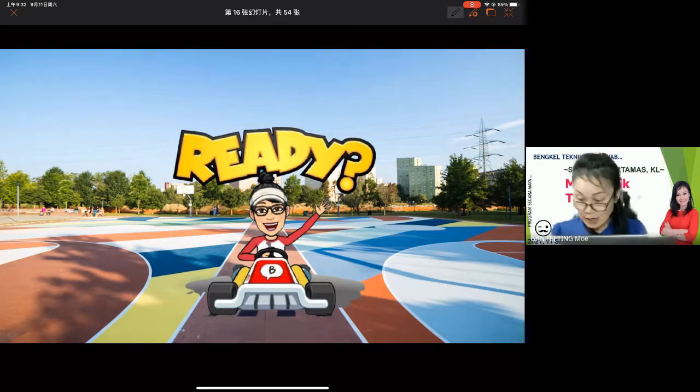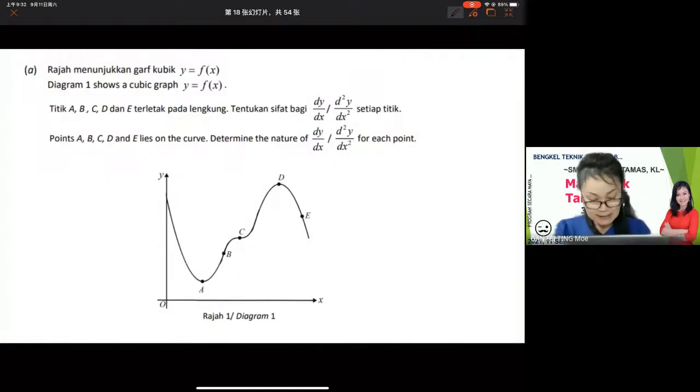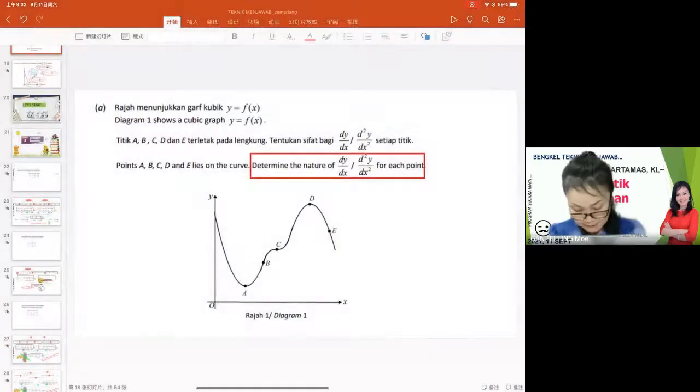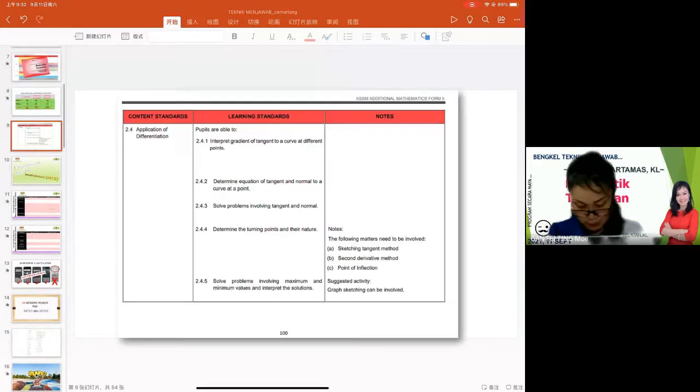Okay, now we are going into this. Okay, let's try this. Are you ready? Are you ready with my question here? So this is one of the questions. As I told you just now, one of the questions, the differentiation. Remember that I showed you. Okay, let me bring you back here. Let me bring you back to this. One of the DSKP that I showed you here.